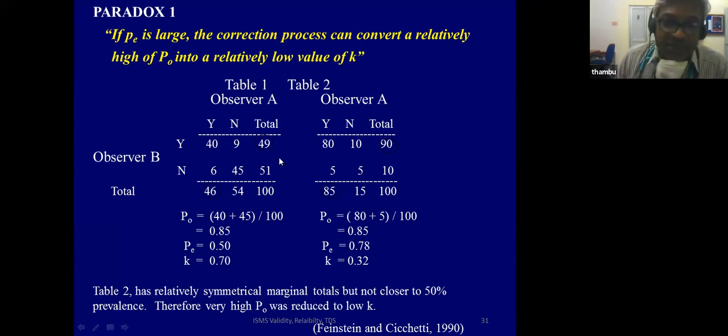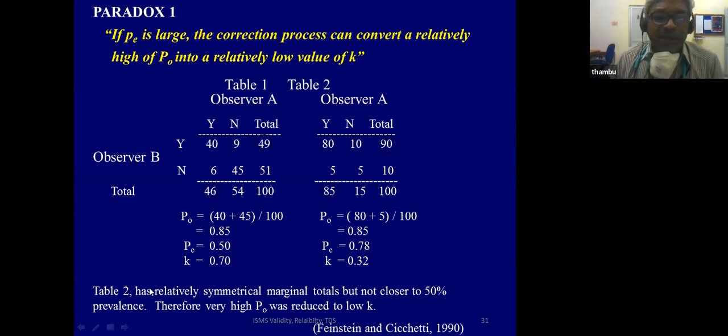Now look at the same study done by two different observers. The observer A changes here. Here you have 80 and 5, which is again 85. And you think, oh, that's wonderful. They agreed 85 times. The kappa should be very high. Here also 40 and 45, 85. So you're very happy with kappa. Here also 80 and 5, so the observed agreement is 85. But the expected agreement is 0.78. So you see there's a difference, and the kappa comes out to 0.32.